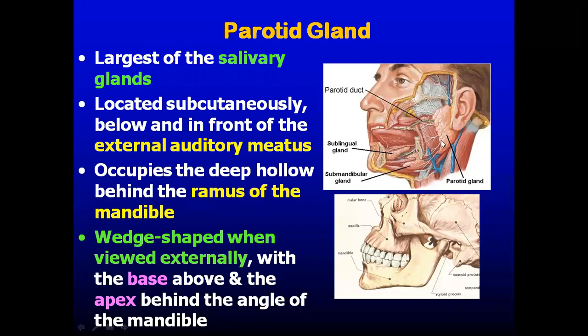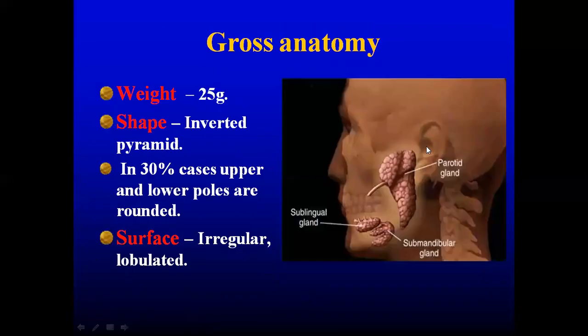So the parotid gland is the largest of the salivary glands, located subcutaneously below and in front of the external acoustic meatus. It occupies the deep hollow behind the ramus of the mandible. It is wedge-shaped when viewed externally. This is the base, which is above, and this is the apex, which is behind the angle of the mandible.